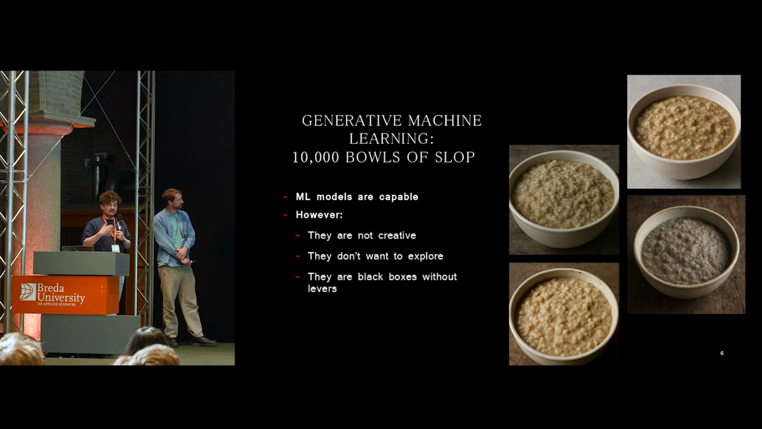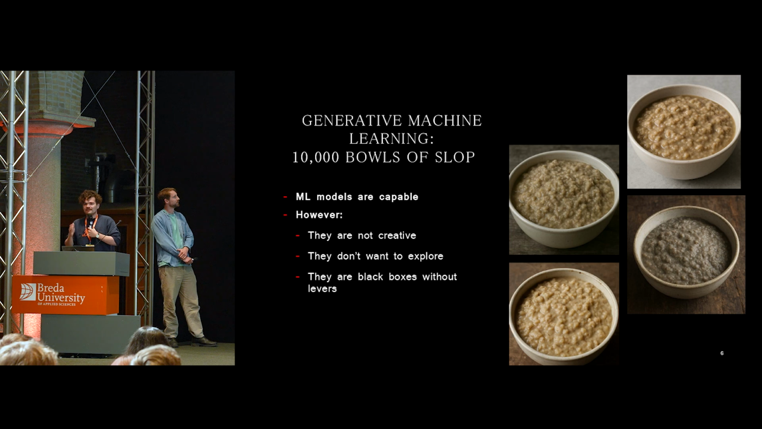And on top of that, if we don't explicitly code them in, there's no levers to these machine learning models. They're black boxes. We can't just go into a machine learning model and say, okay, now I want a spoon in the oatmeal bowl. We have to go back and add spoons into the training data and hope when we want the spoon it comes out. Or we have to add in these explicit levers.